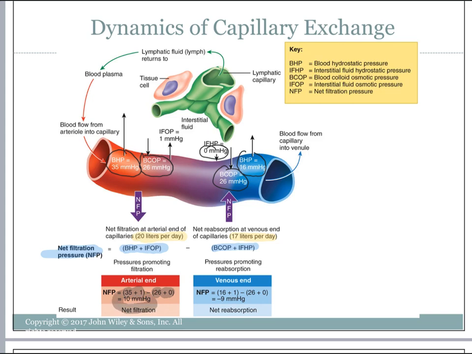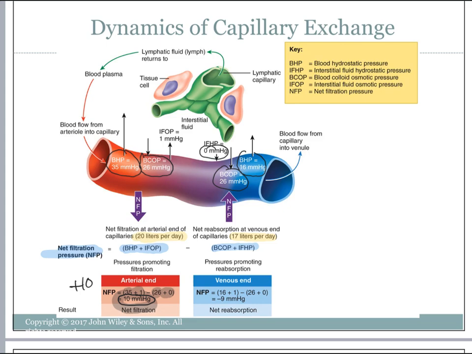Now look at that. Plus 10. That's good. That means inside this arterial end, net filtration pressure is a positive number, meaning we're going to promote outward filtration, so from high to low. Now let's look at the venous end. Let's take the similar situation and let's start adding things together.